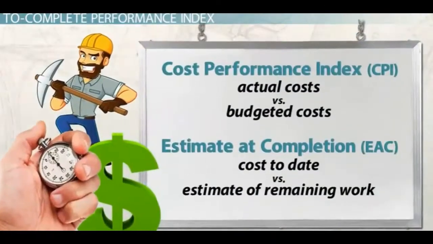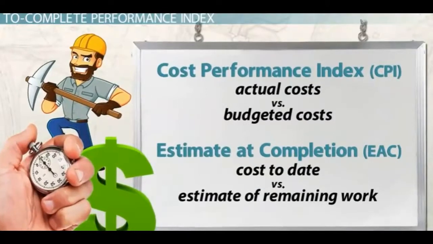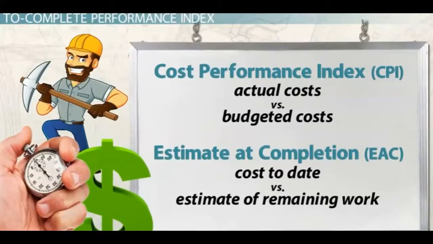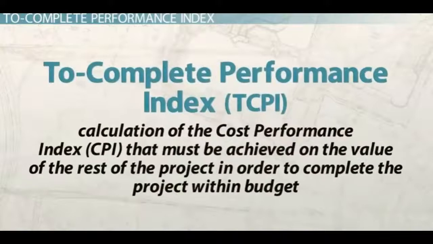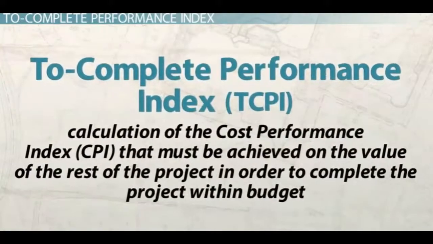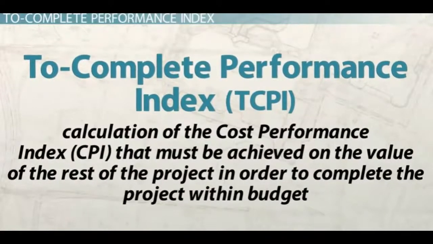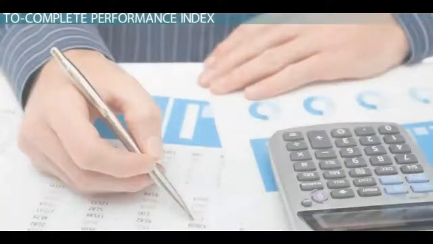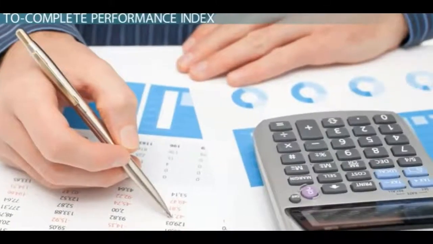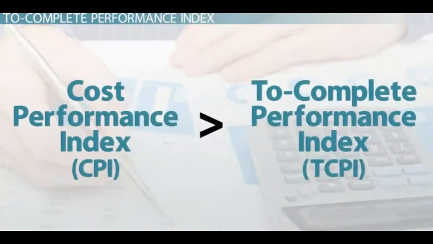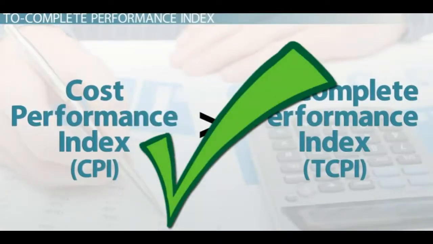When your CPI is negative and your forecasted EAC is over your project budget, you will need to use a cost control tool that will quickly measure what cost performance is required to finish the project on budget. The To-Complete Performance Index, TCPI, is a calculation of the cost performance index that must be achieved on the value of the rest of the project in order to complete the project within budget. Knowing the To-Complete Performance Index makes it easy to determine a project's status. If the current CPI is greater than the To-Complete Performance Index, you're good. If not, you have more work to do.